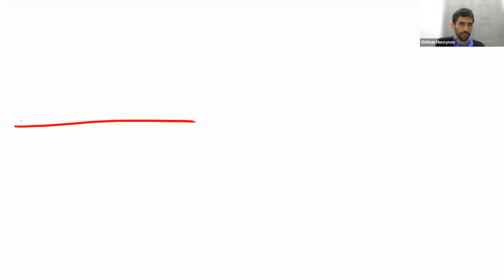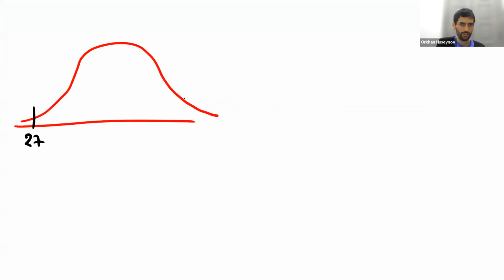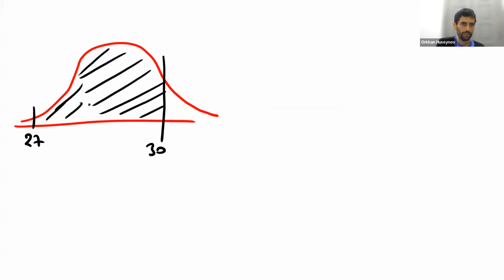And this is your normal distribution curve. And then the question says that, let's say this one is 27 and the other one is 30. Let's say that somewhere around here is the 30. So you have to find this area. Okay, this is what the question asks. So what is the area in this curve? What is the area between 27 and 30?